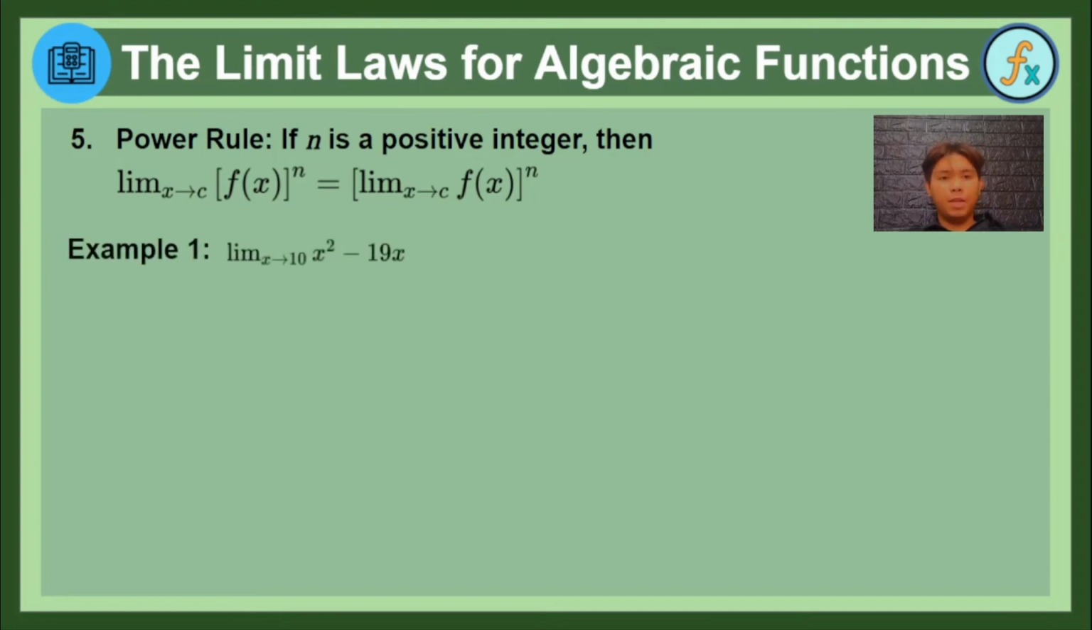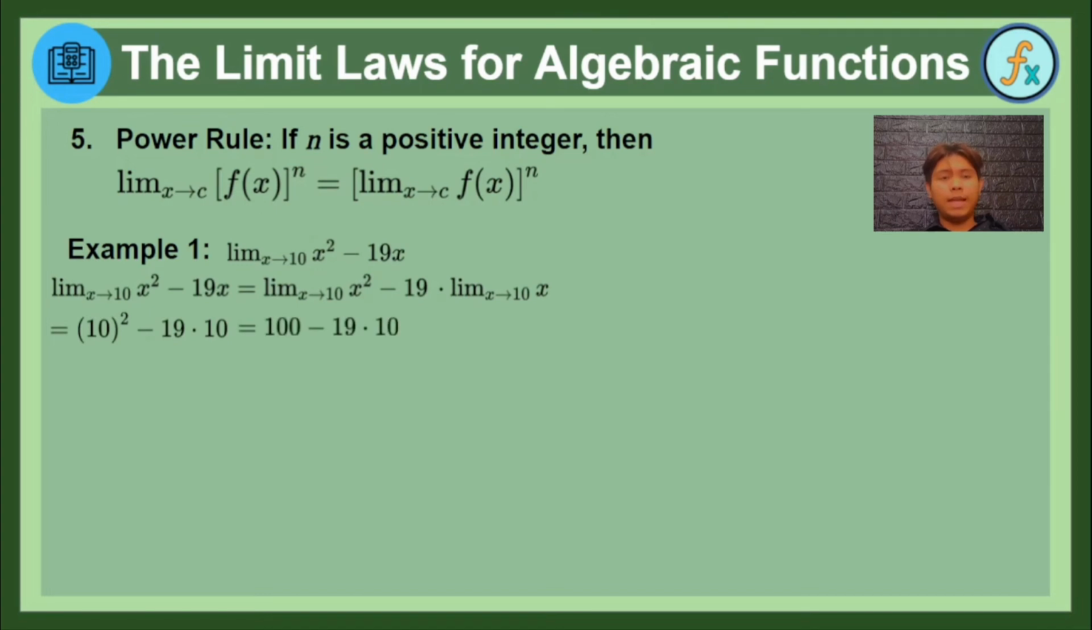Example number 1. Evaluate the limit of x squared minus 19x as x approaches 10. First, apply the concept, so it's going to be the limit of x squared minus 19 times the limit of x. The limit of x as x approaches 10 is 10. Therefore, 10 squared is 100. 19 times 10 is 190. Then, 100 minus 190 is equal to negative 90.